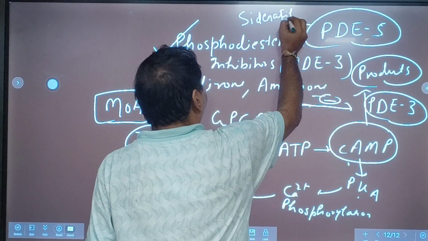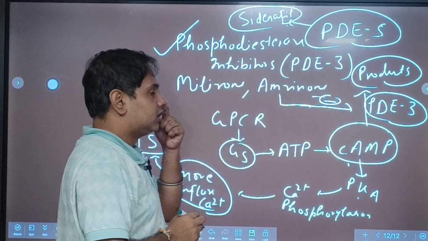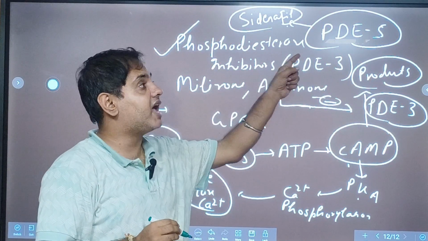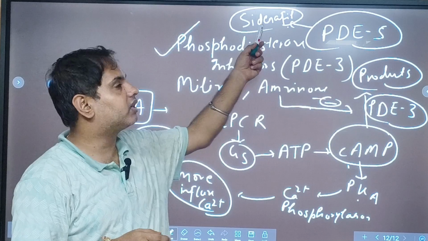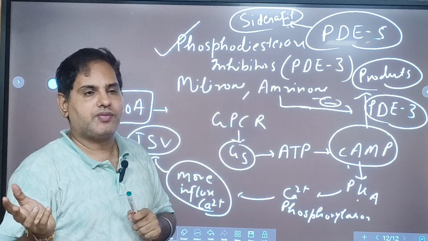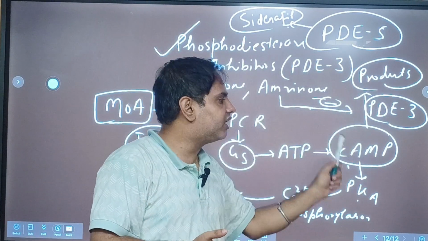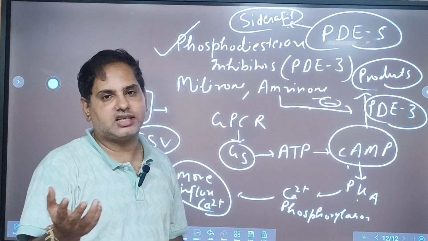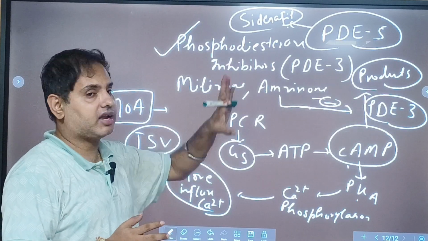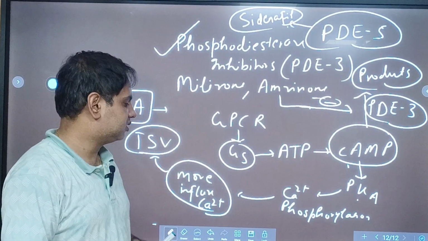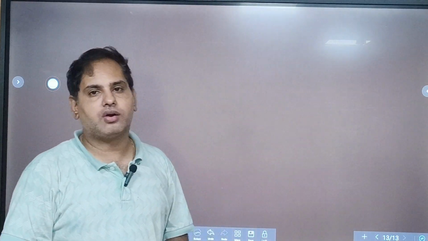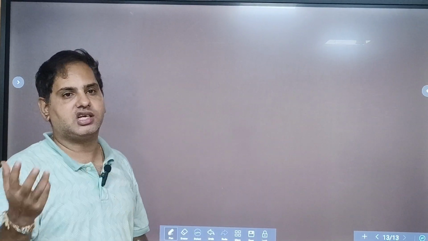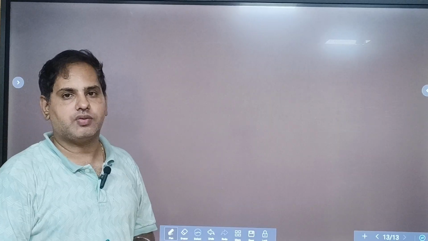So it increases the vasodilation. Sildenafil is a phosphodiesterase 5 inhibitor and a useful drug for erectile dysfunction, whereas phosphodiesterase 3 inhibitors act as inotropic agents. So there are different isoforms of phosphodiesterase inhibitors. This is about your inotropic agents, how inotropic agents increase the force of contraction of the ventricles.